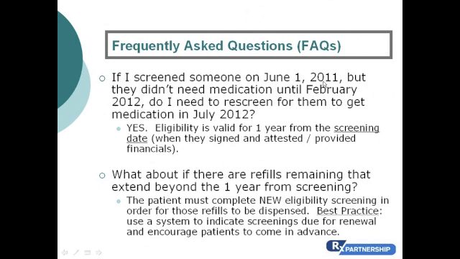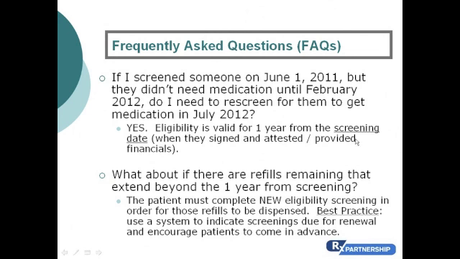And the short answer here is yes, but to give a little bit more detail, it is really about that screening date. When they signed and attested and provided those financials, that's when the clock starts ticking. So keep that in mind. Make sure you're on a regular updating of eligibility. And this is where I was mentioning that refills issue.